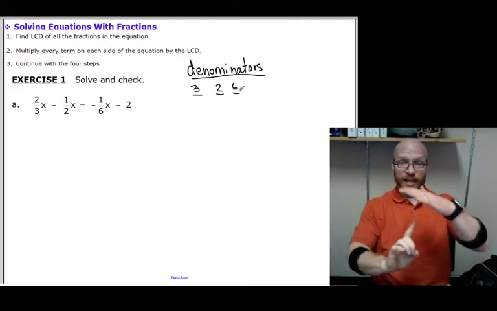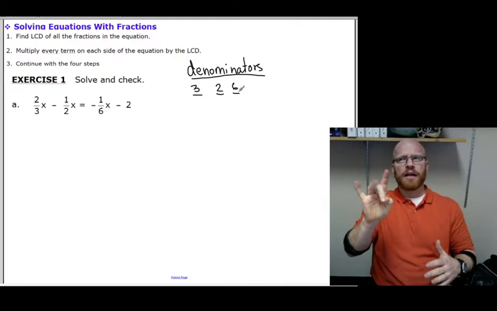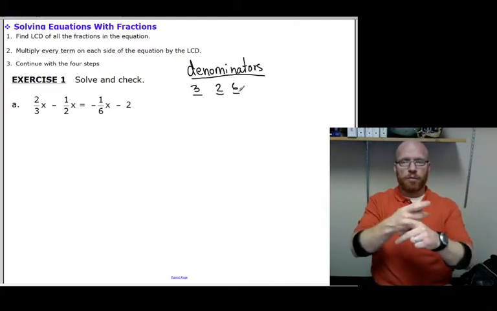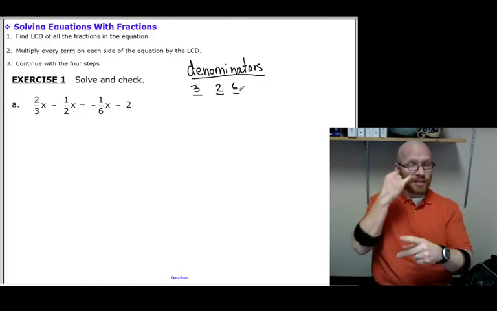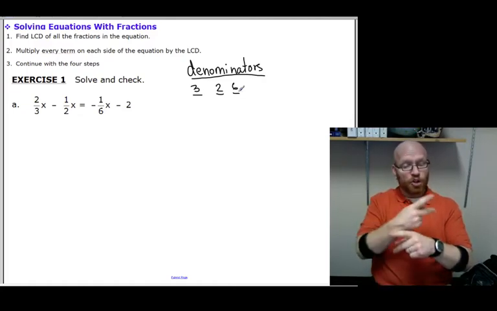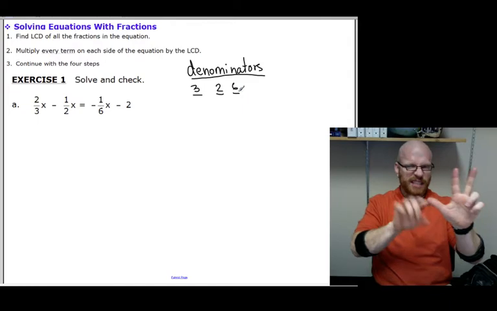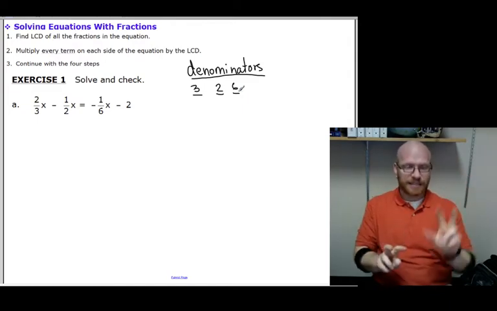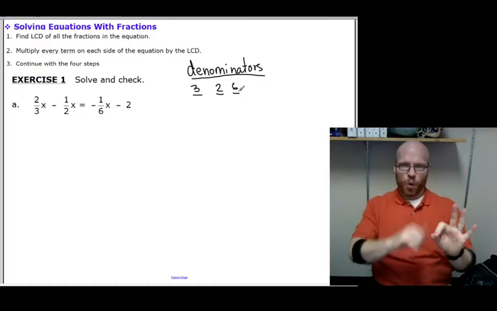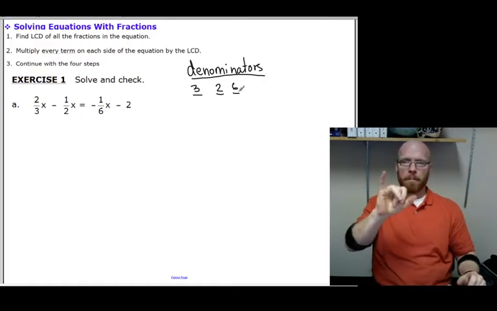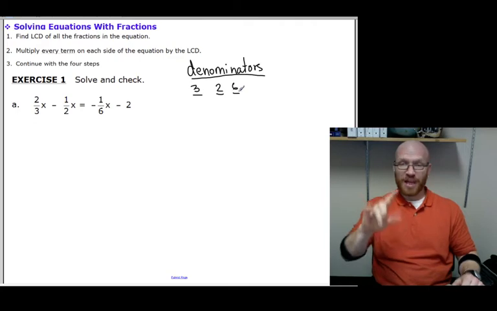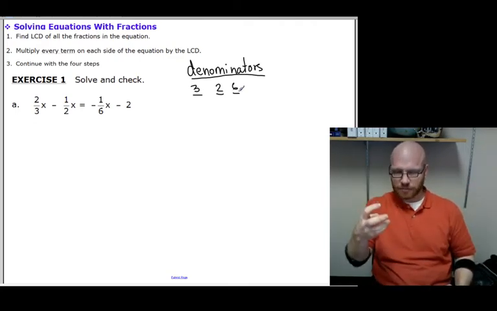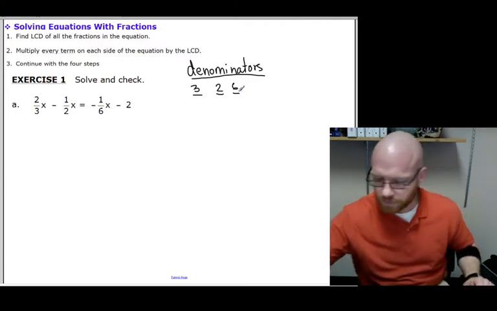Those three denominators, we need to find the smallest possible common multiple. Multiples, if you can remember, for 3, for example: 3 times 1 is 3, times 2 is 6, times 3 is 9. Those are called multiples, okay? Therefore, 3, 2, and 6. Let's see what we find.